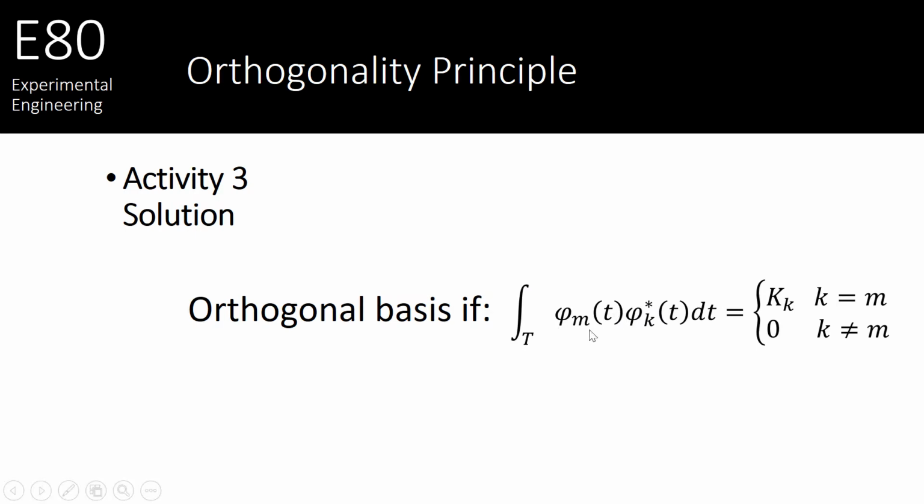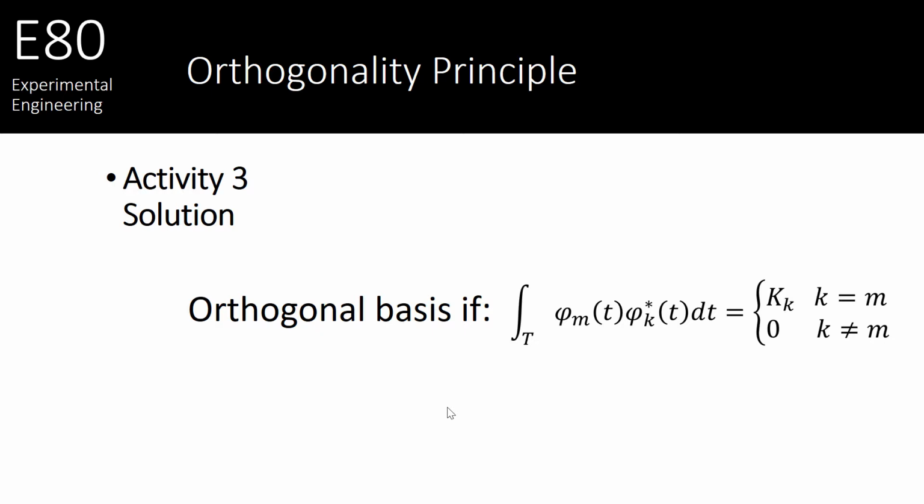Basis functions m and k are orthogonal if the integral over time of their product, one with the other's complex conjugate, is equal to some constant if it's the same basis function, small k equals small m, and it equals 0 if they are actually different basis functions. So using this definition, we can pretty easily plug in our exponential basis functions, or our exponential sinusoids from the previous slide, to determine if they're orthogonal. I'll let you get a pen and paper and try to work this out. Pause the video until you're done.